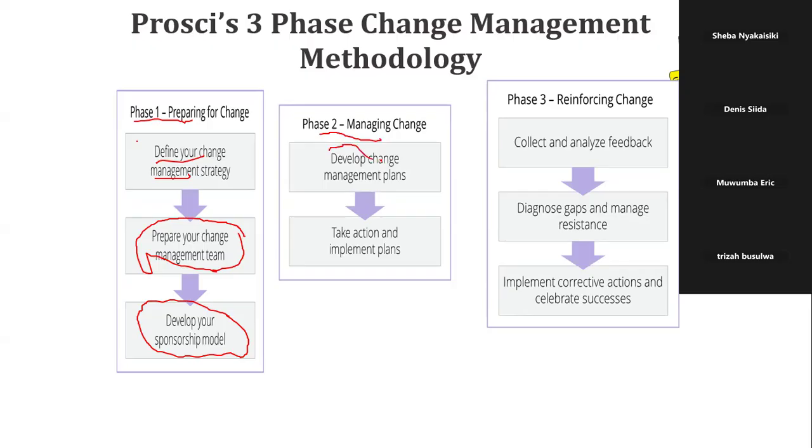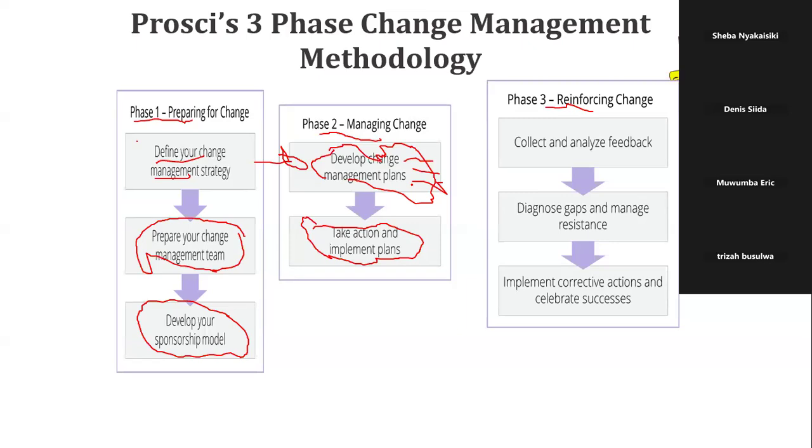So phase 2 is managing change. So developing change plans. The first was defining, the second now is actually developing the plan. Then take action and implement. So here you'd have a timetable, you'd have developed whatever resources you need, be it soft copy, whatever it is that is needed. Then you actually implement. So in phase 2, the change is actually happening. You're actually making the change. And you're carrying out trainings. The sponsors are taking leadership roles and encouraging others and so on and so forth.